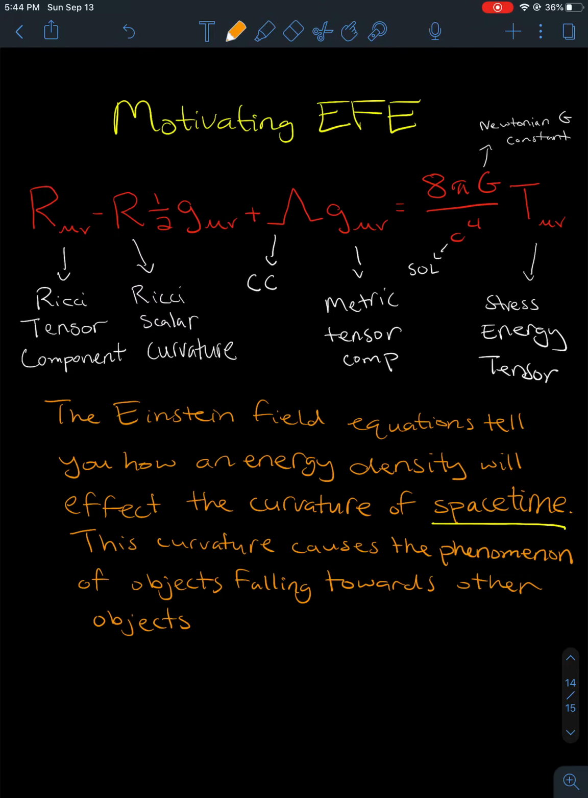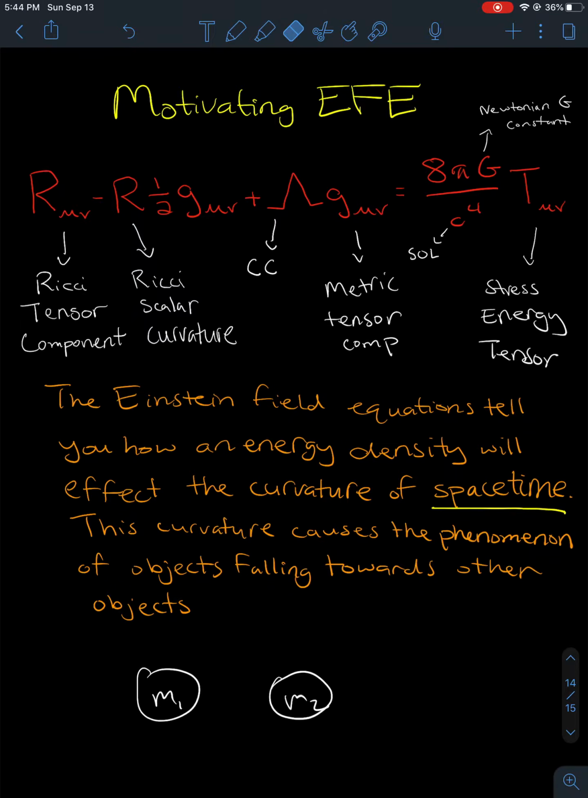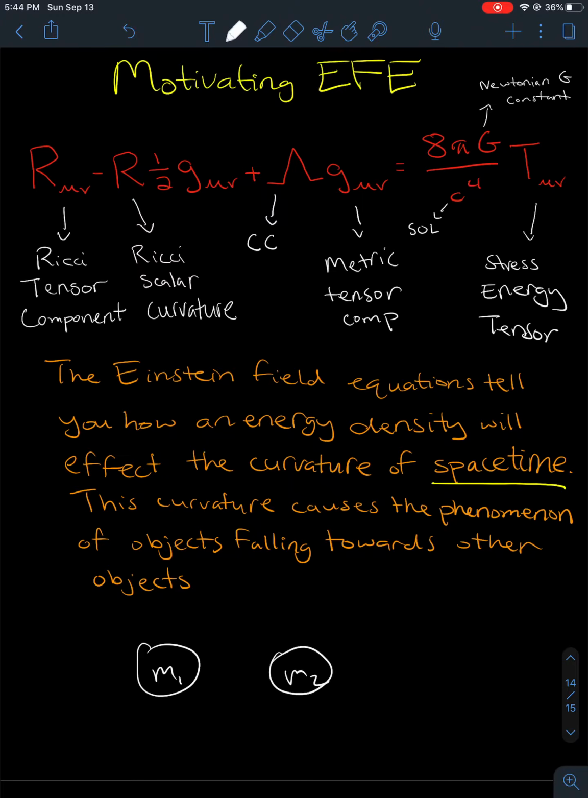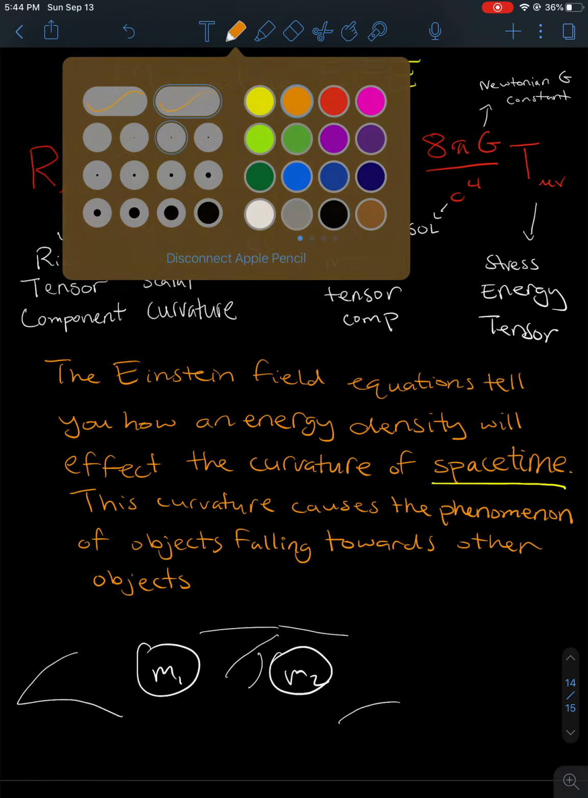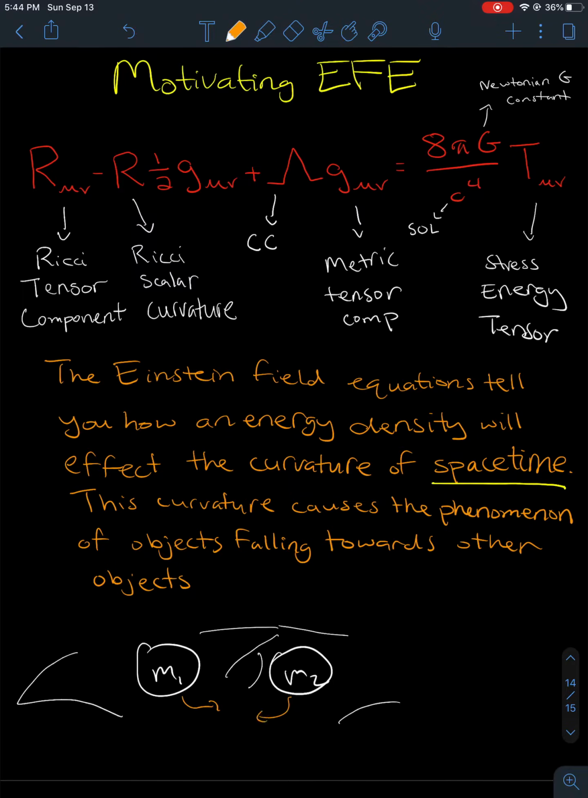So, Einstein in 1915 discovered that if I have two objects of mass, these objects aren't actually being attracted to each other. Einstein discovered that the reason why two objects of mass will accelerate towards each other is actually because they curve something called space-time. They would both curve space-time, causing each other to accelerate towards the other.